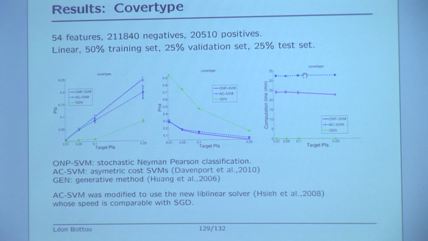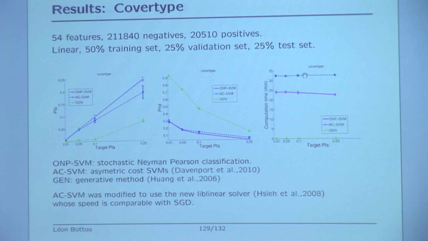So now you have to understand that in this asymmetric cost SVM, we kept the code that searched for the C plus, C minus, but we replaced the solver by a stochastic solver that's very fast. But we replace it by the new one that's linear, the C, and that's compared to SGD. So this difference of 10 to 15 seconds, basically, that's the time to search for C plus and C minus.